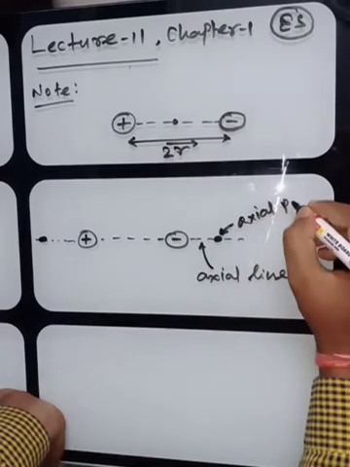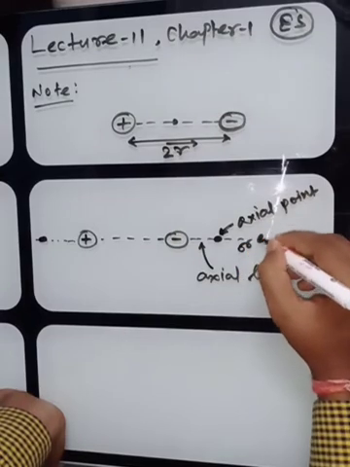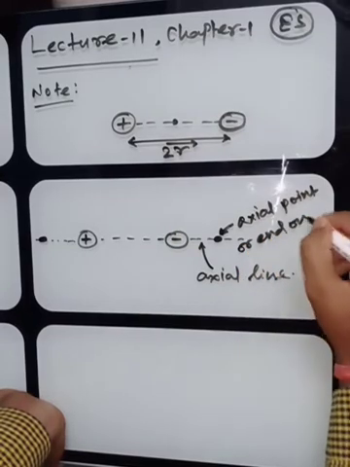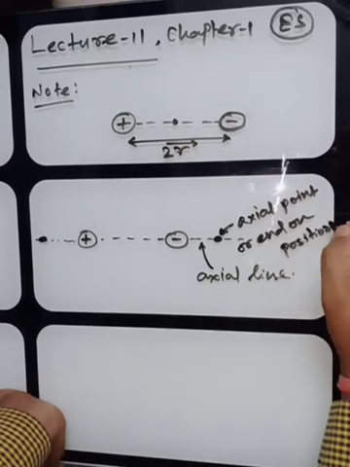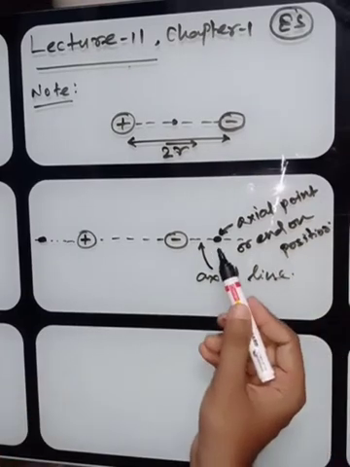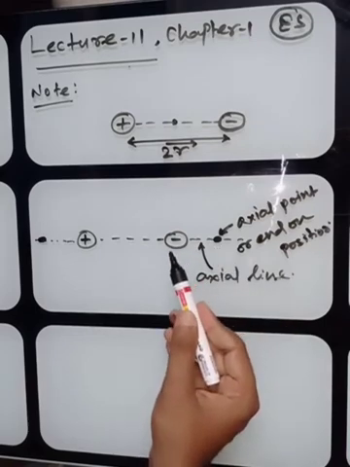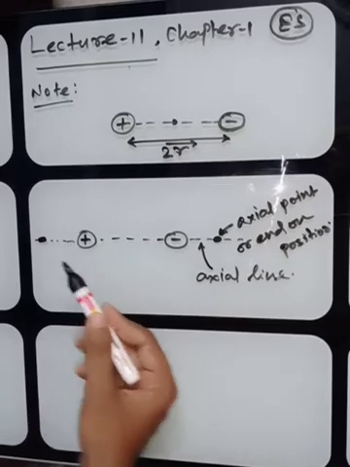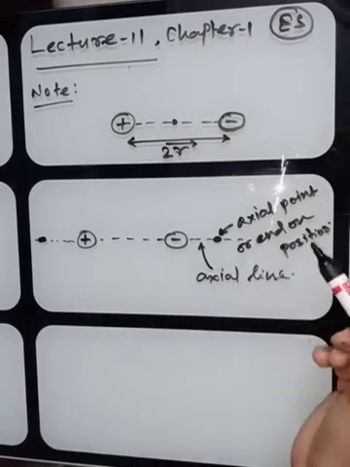Axial point or end on position. Okay, because we have taken this point at the end of either charge, either negative or positive. So this is called the axial point or end on position.